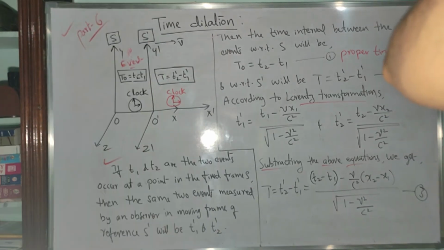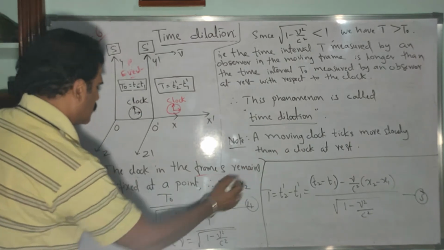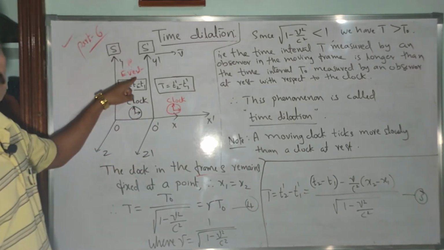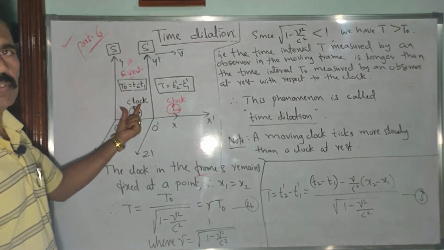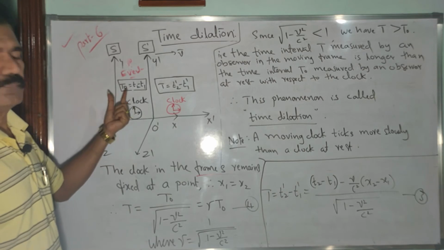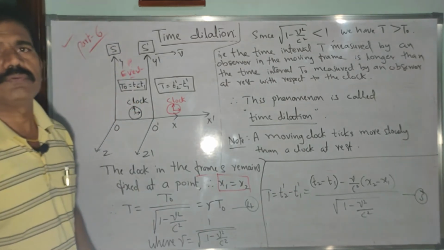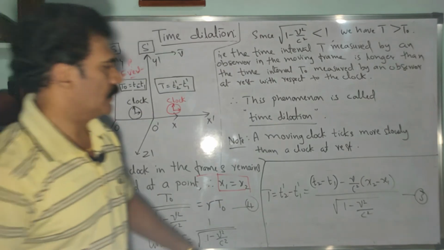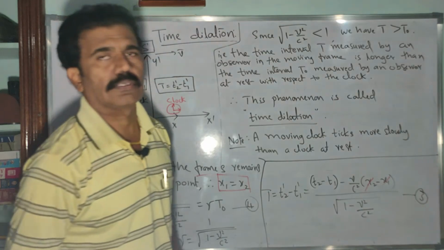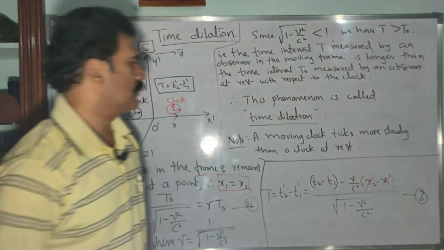Now look here. The clock in the frame S remains fixed at a point. That means whatever event occurs in the frame S, we have fixed a clock here, and hence the position of the event will be the same. So you can say x1 is equal to x2. If x1 is equal to x2, then in equation 3 we can cancel x2 minus x1, because they are equal. So this term will go. What is the remaining term?